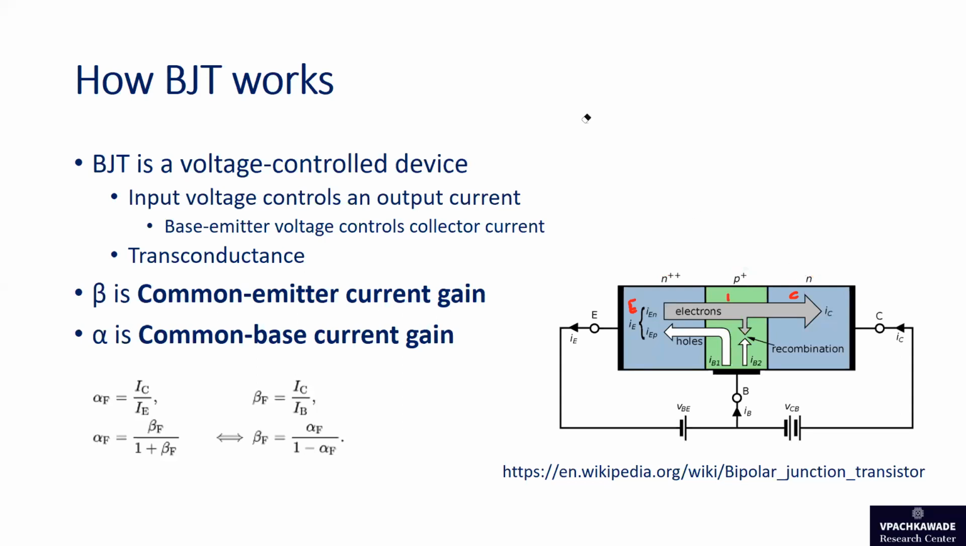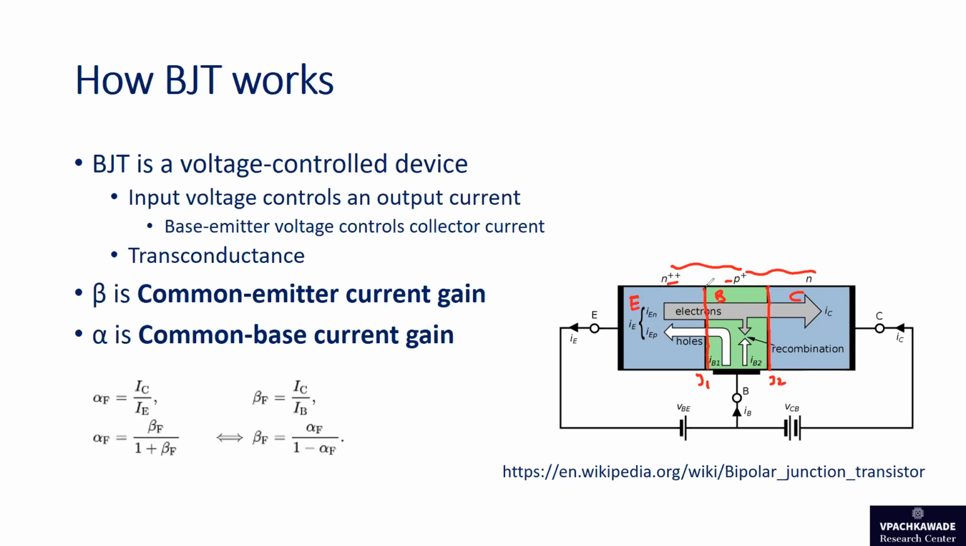Now we see that the emitter has majority carriers which are electrons, base has majority carriers which are holes, and collector has majority carriers which are electrons again. And when these PN junctions are connected, this is N and P, so that forms one junction. Let's call this junction 1. And this is another PN junction. Let's call it junction J2.